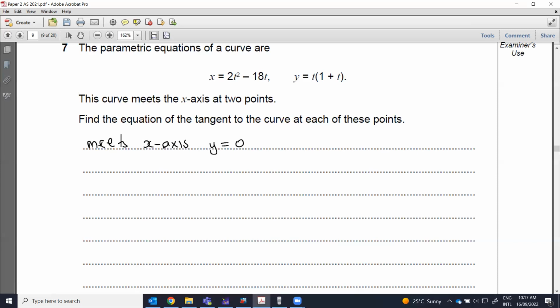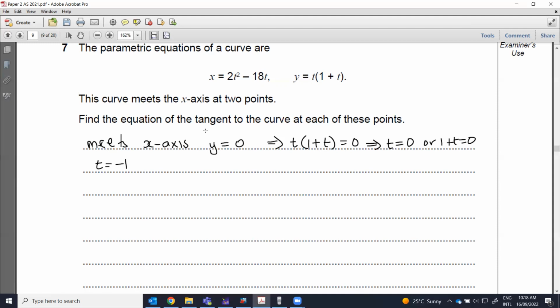So this is the x-intercept. At the x-intercept, y is equal to 0. So we want to find out what are these 2 points. So we have our equation for y. Y is 0. This means that t multiplied by 1 plus t is equal to 0. This means that t is equal to 0, or 1 plus t is 0, which means t is equal to minus 1. So it meets the x-axis when t is minus 1 and when t is 0.